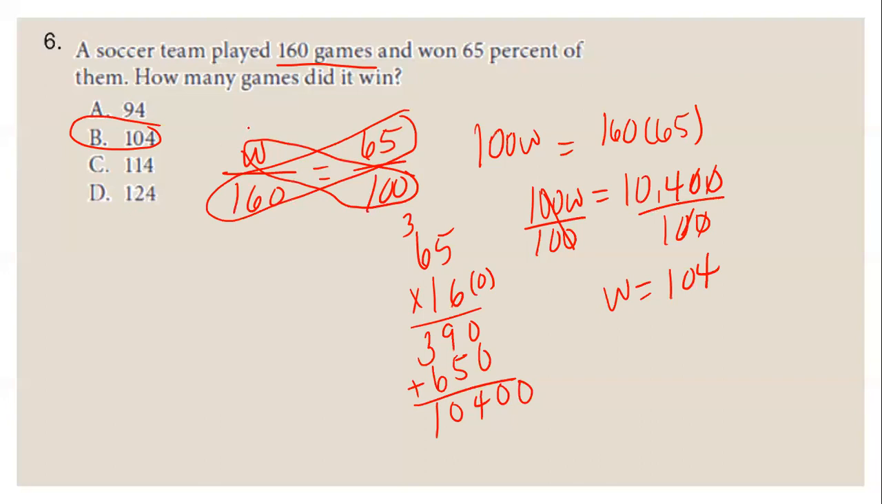Now, the other way is when you have a percent, that means you're multiplying by a decimal. So you could have just done 160 times 0.65 and just multiply.